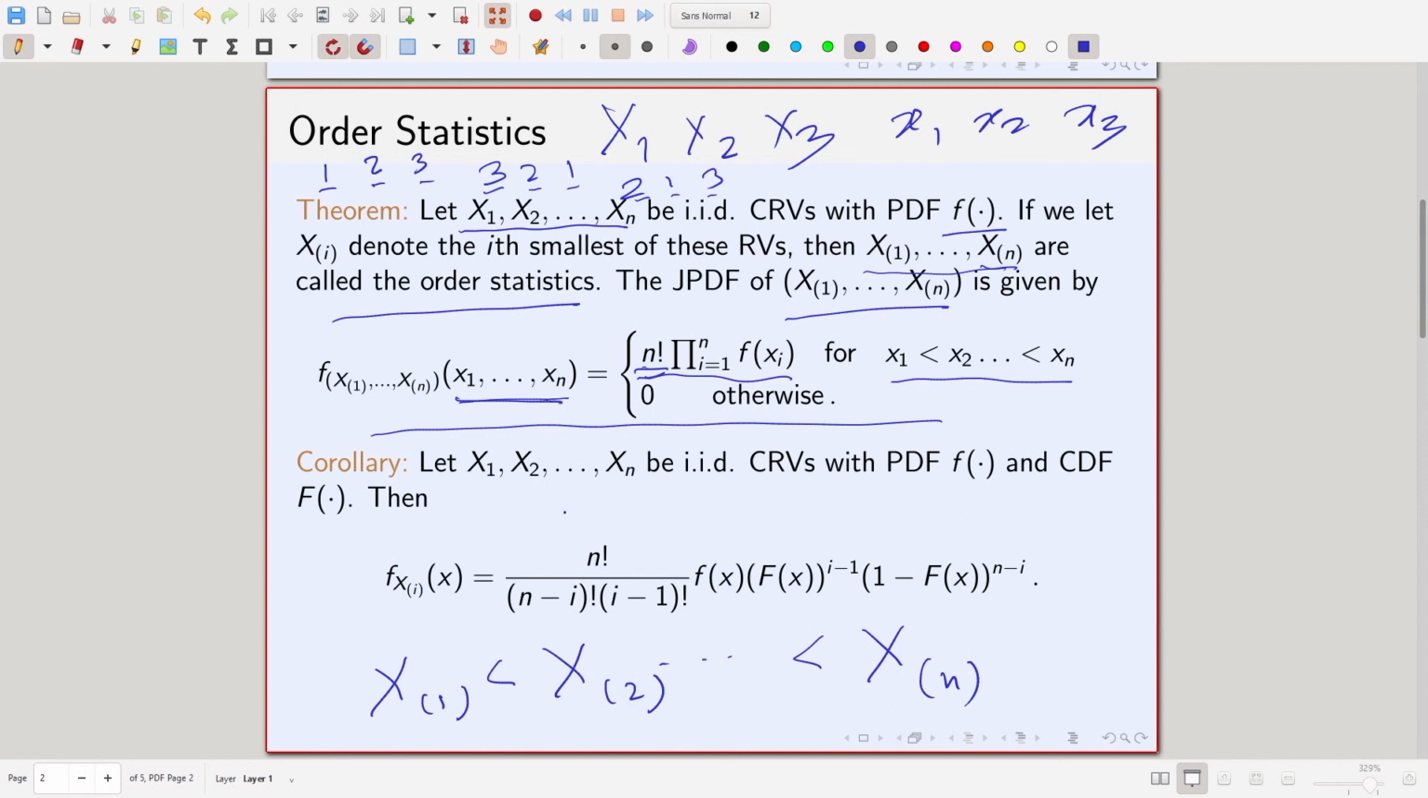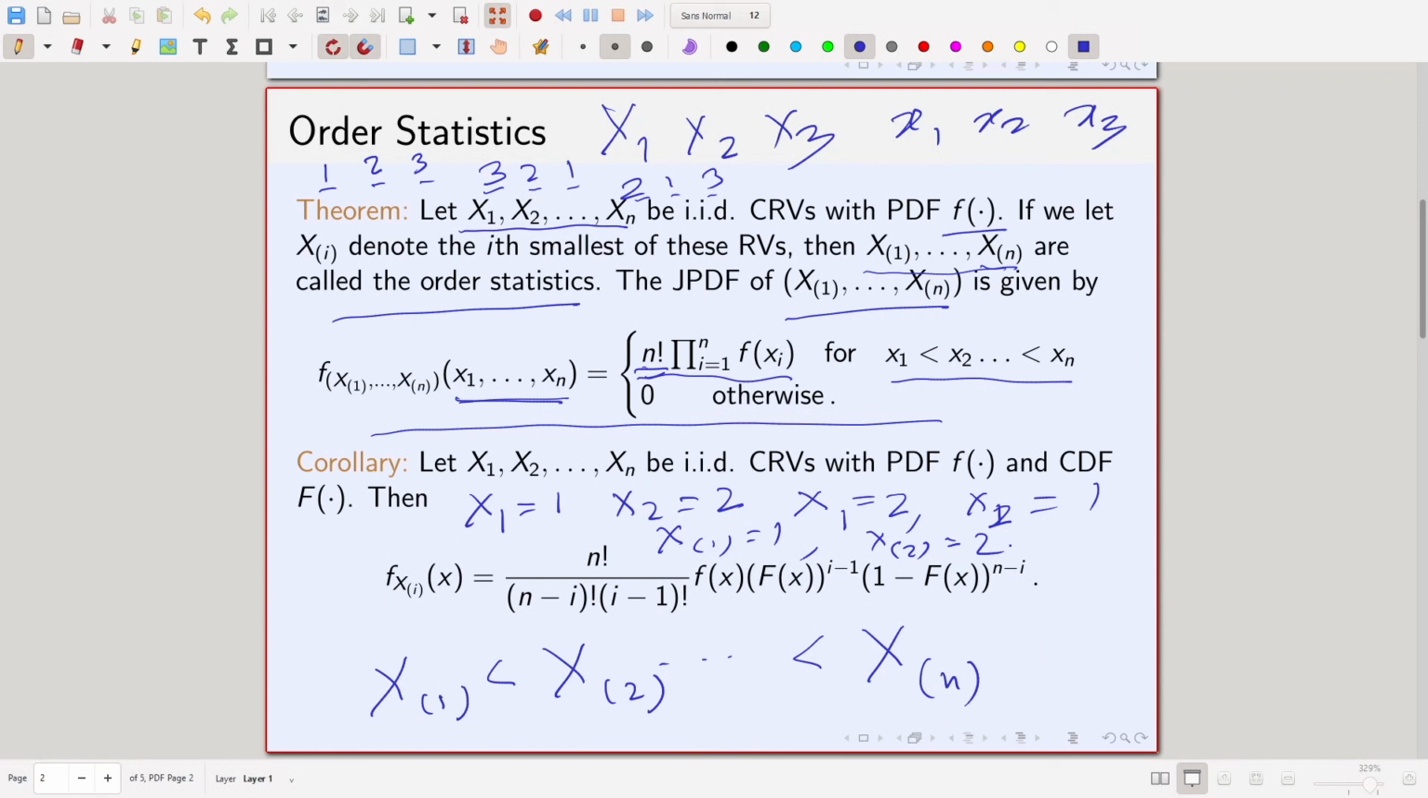So for example, say x1 is 1 and x2 is 2, or x1 is 2 and x2 is 1. In both these cases your order statistic is x1 is 1 and x2 is 2. So if you permute a set of numbers, its ordering doesn't change, right? Among 1, 2, 3, the lowest is 1 and the highest is 3. Similarly, if I give you 2, 1, 3, still the lowest is 1 and the highest is 3.